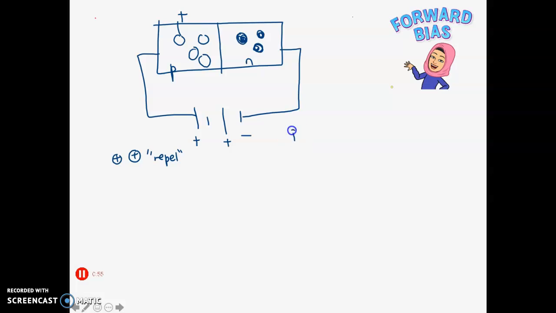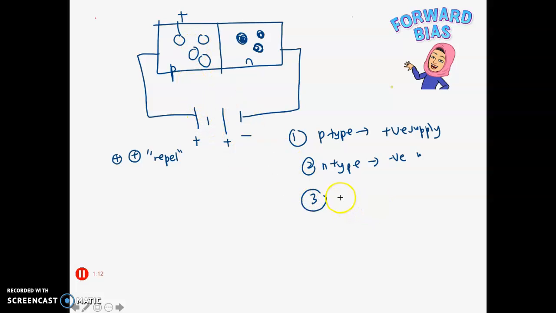So how do you explain this one? Number one, P-type connected to the positive supply. Number two, N-type connected to the negative supply. And number three, positive and positive, the hole and the positive supply will repel. So what happens when it is repelled? Instead, the hole here is moving towards here. So you go towards your depletion. So this one will be moved inside.